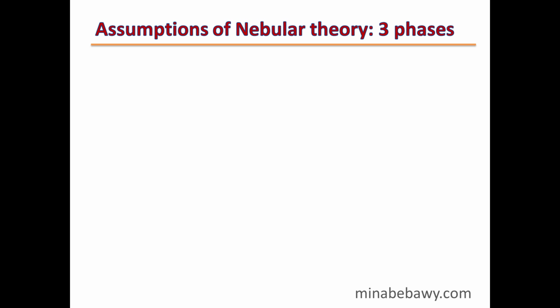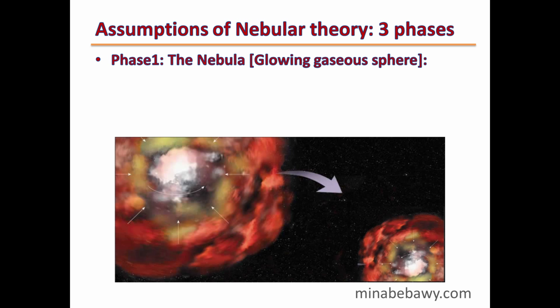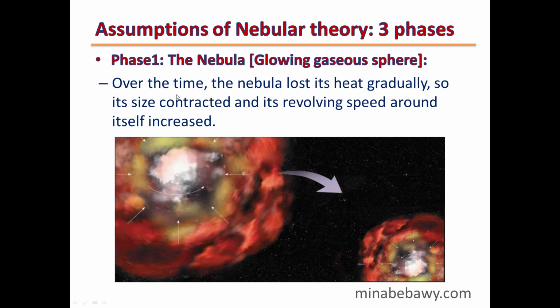The assumptions of nebular theory, 3 phases. Phase number 1, the nebula, or glowing gaseous sphere. Over time, the nebula lost its heat gradually, so its size contracted and its revolving speed around itself increased.